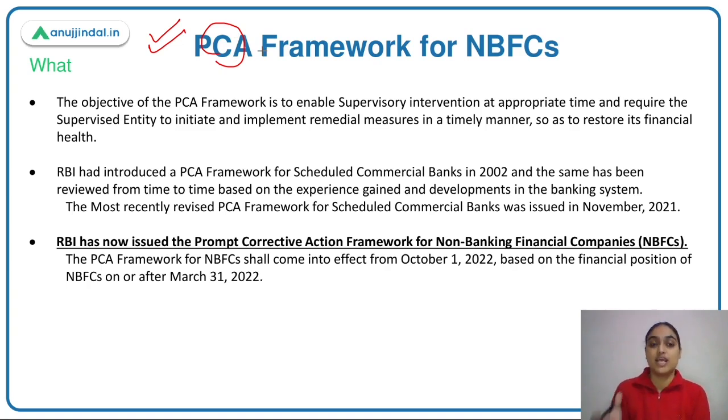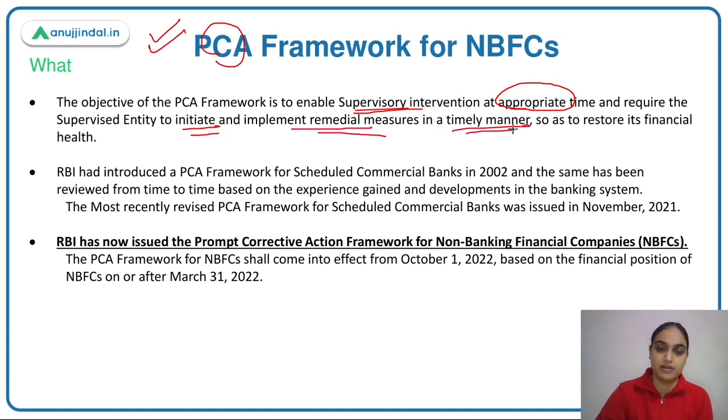Prompt corrective action. Timely corrective action should be taken so that the situation or position of that NBFC, of that bank, does not get further worse. So the objective is to ensure supervisory intervention at the appropriate time and require the supervised entity to initiate and implement remedial measures in a timely manner. So when the position is worsening, you take timely measures beforehand so that their health is restored and does not deteriorate further. That is the PCA framework's objective. So for banks, this framework is already existing.